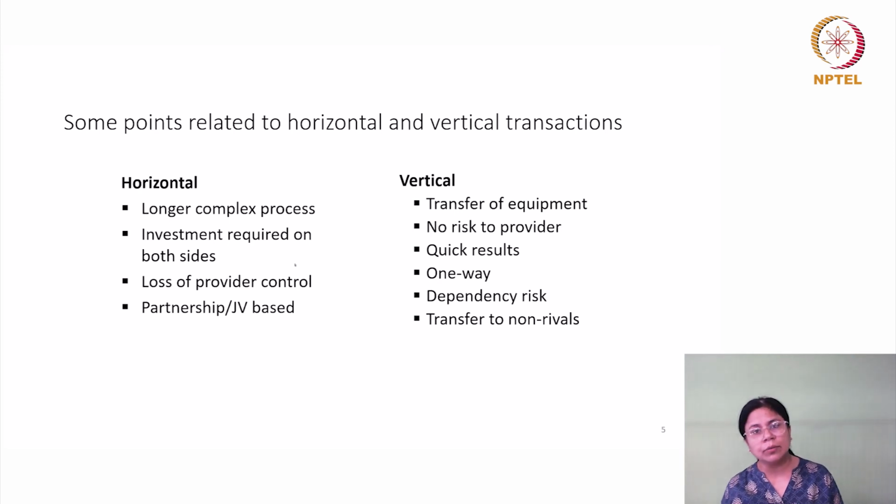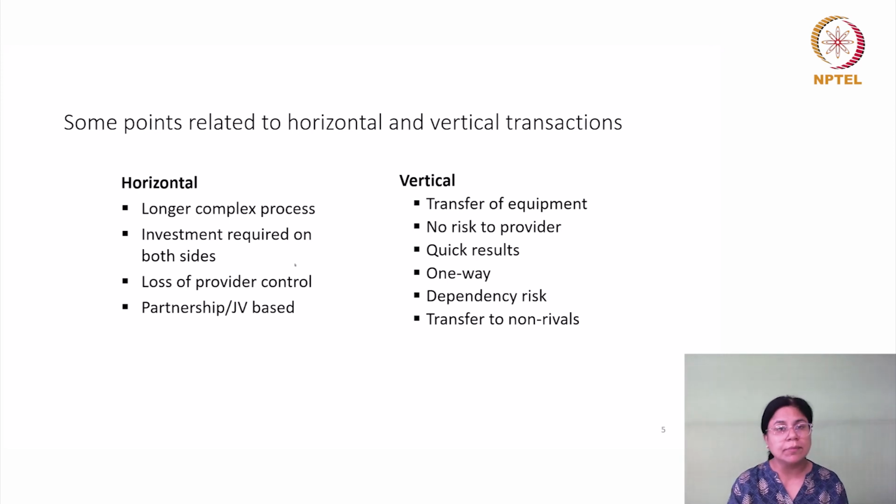On the other hand, when we are looking at a vertical one, say for instance, a supplier comes up with a new equipment for the particular production process. It can sell it to the firm which is using that kind of equipment. In this case, from the point of view of the provider, there is no risk, because in horizontal, since there is a possibility that both the providers may be engaged in the same market, the market share might in that case be distributed among both of them. But this kind of risk is not present in the vertical one, because the markets are different for the suppliers and the buyers.